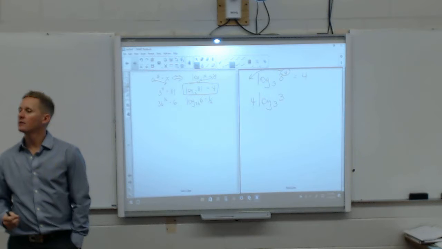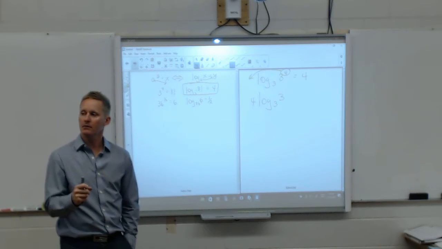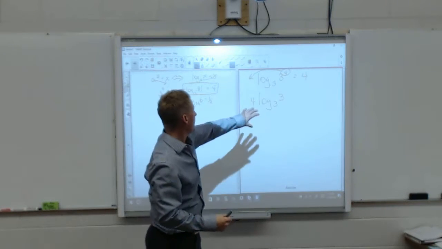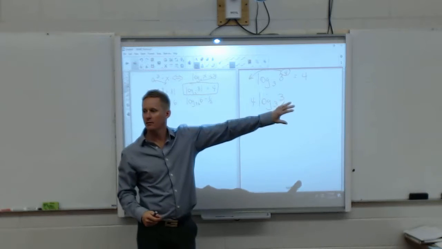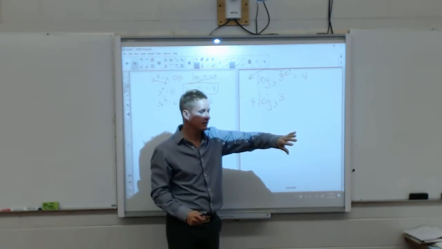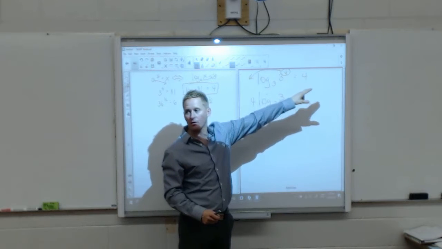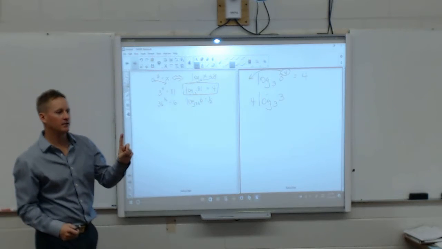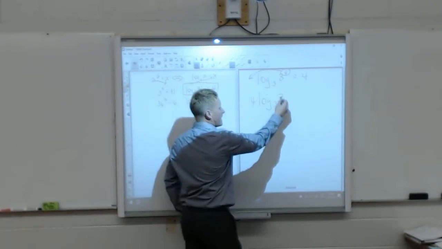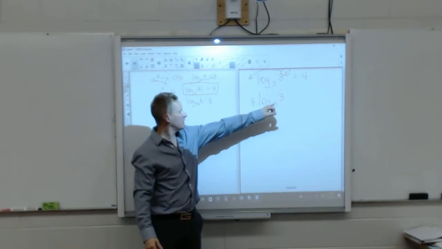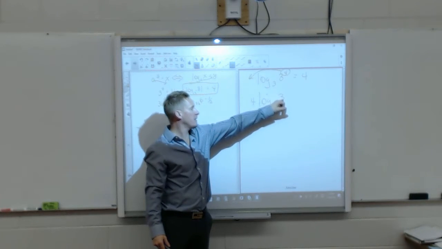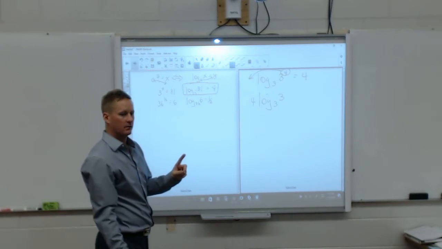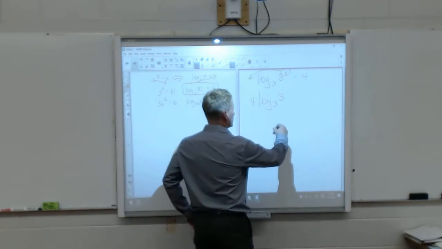What do you think? Log of 3 to the base 3. Well, what does the whole thing have to equal? The whole thing has to equal what? 4. So what does the log of 3 to the base 3 have to equal? 1. That's right. Any number, one of the rules, the other rule: a log of a number to the same base is equal to 1.